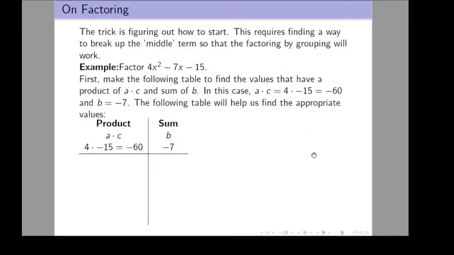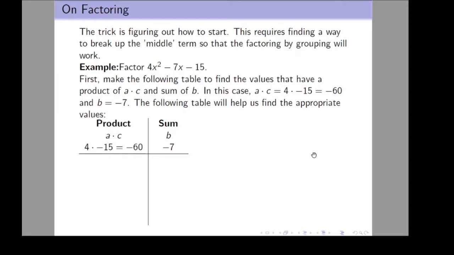All right, so let's go through the whole problem, including figuring out the middle two numbers and how to break that up. So in our example here, we're asked to factor 4x squared minus 7x minus 15. To do that, I need to break up the negative 7x into two different terms, and let's figure out how to do that.